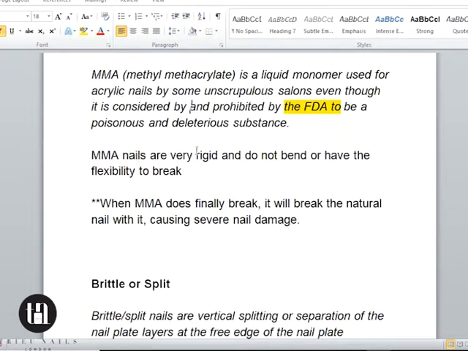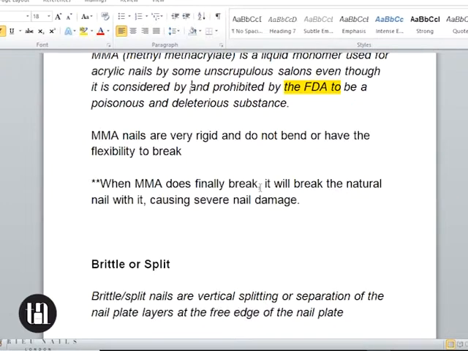So MMA nails are rigid and do not bend or have flexibility to break. So they're very strong to hold, but that also means that when it does finally break, it can damage the natural nail.